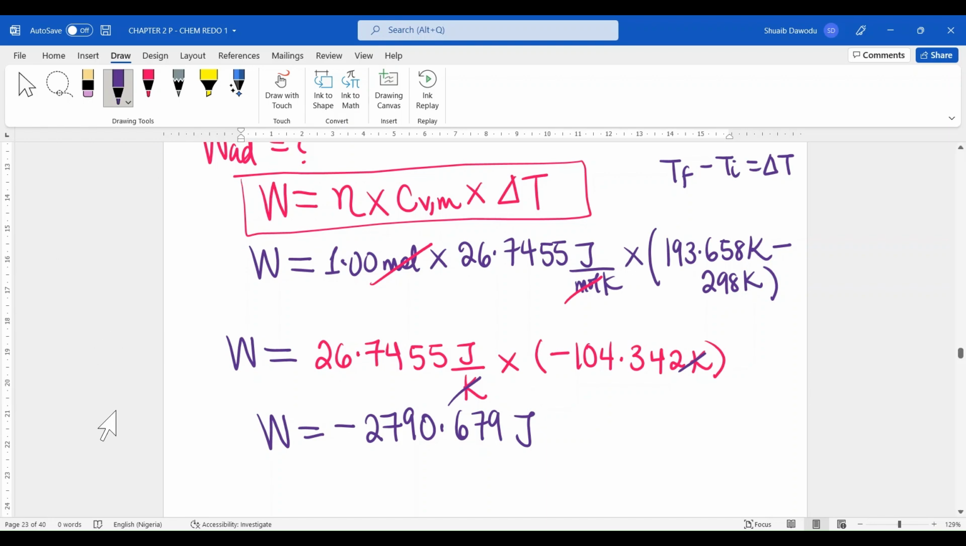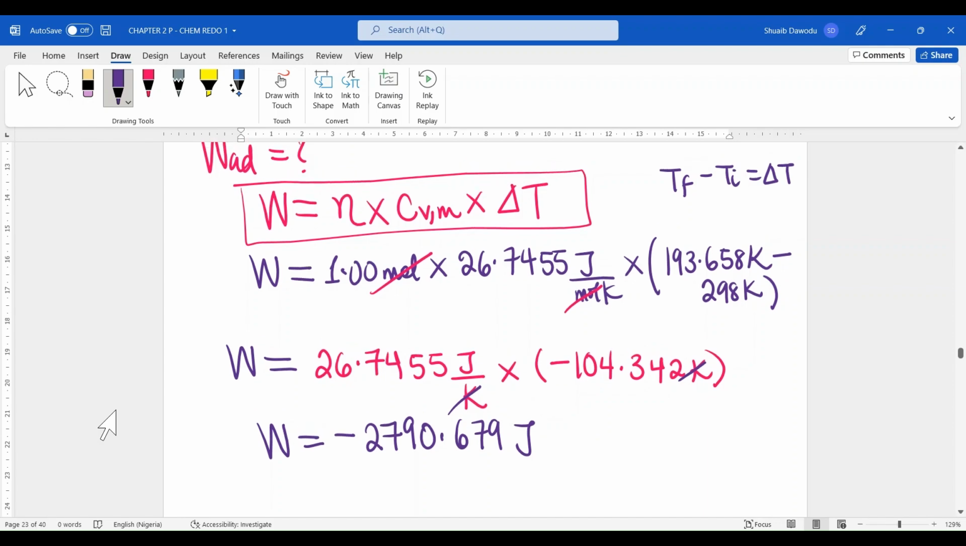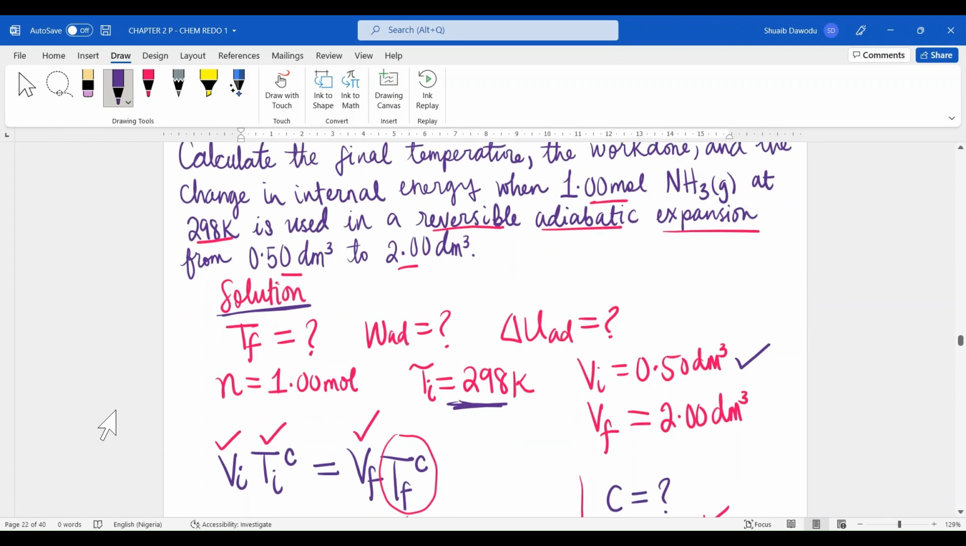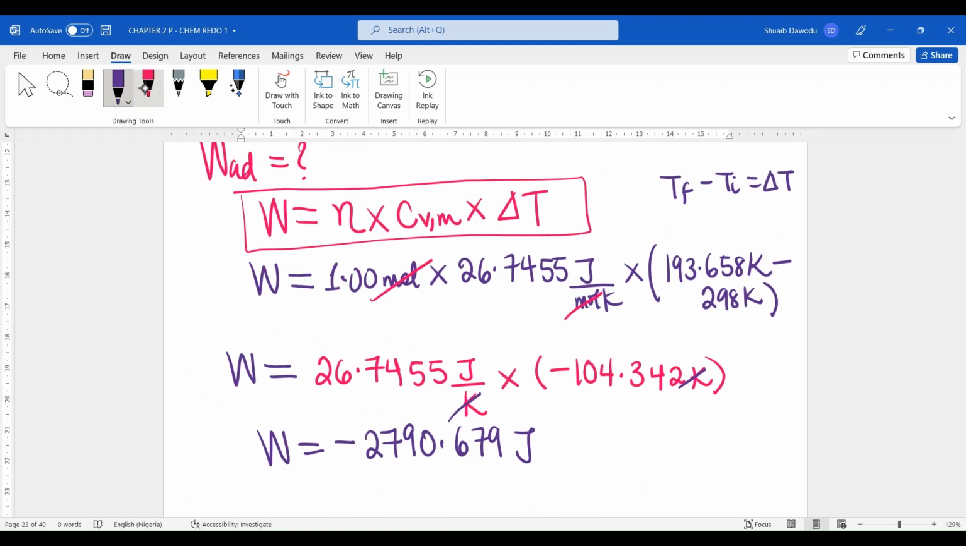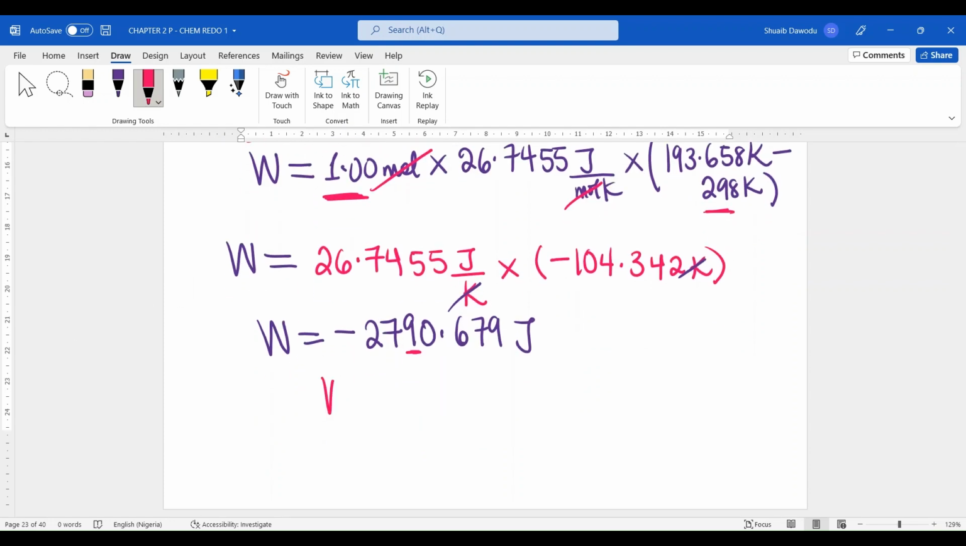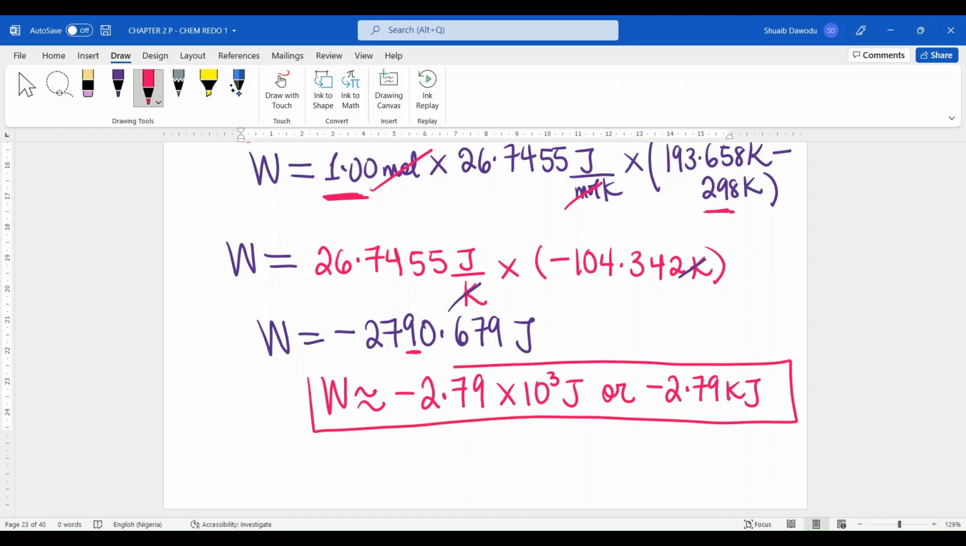But our work is not done, because we have to put our work in the proper number of significant figures. If you look back at what we used, the lowest number of significant figures for the values used is 3. So 1.00 mole has 3 sig figs, 298 Kelvin has 3 sig figs. So we have to put our answer in 3 sig figs. So work done is going to be approximately negative 2.79 times 10 to the power of 3 joules, or negative 2.79 kilojoules. So that is basically the answer to this part of the question.